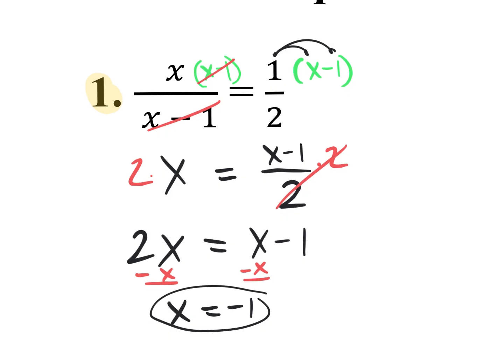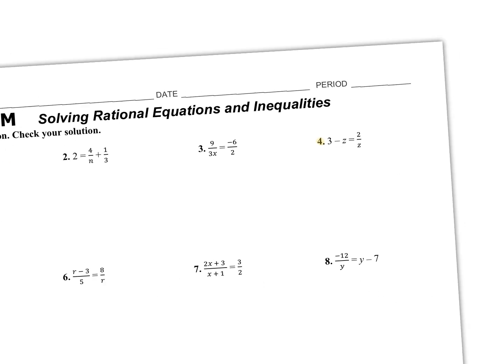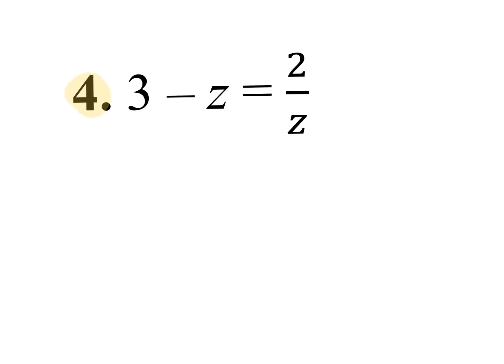Let's move on to a different question. Let's jump to number 5, right? No, let's go to number 4. I almost forgot that one. This is a good one. Nice and simple, basic algebra here. You want to get rid of the fraction. How do I get rid of that fraction? I multiply everything by the denominator, which in this case is z. So let's put a z everywhere.